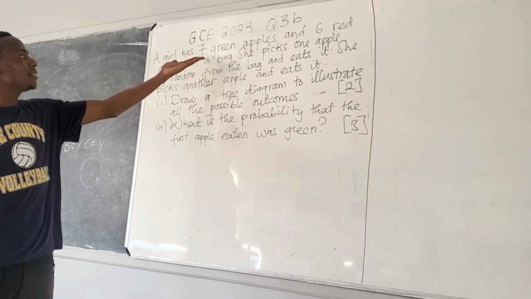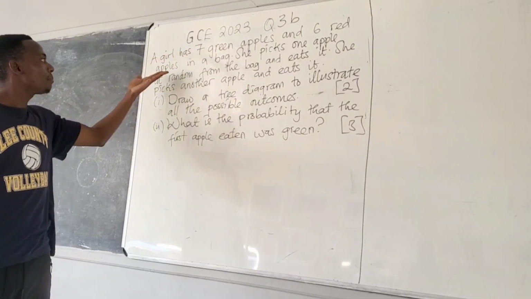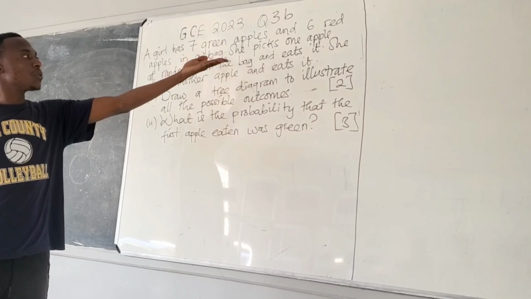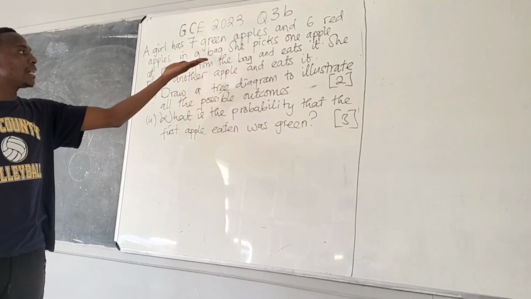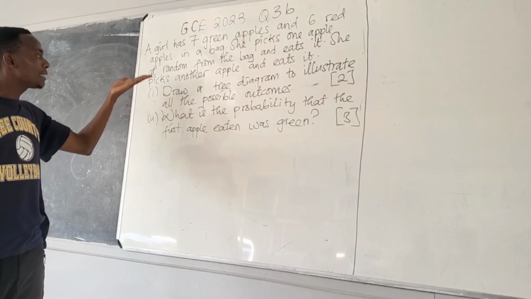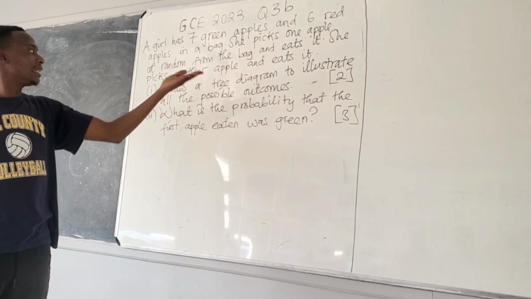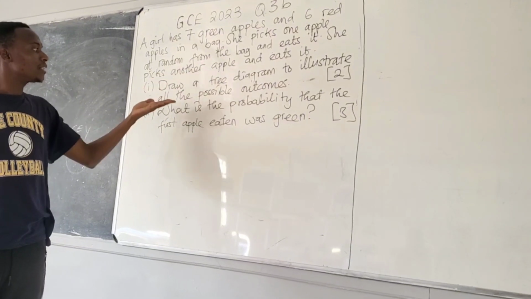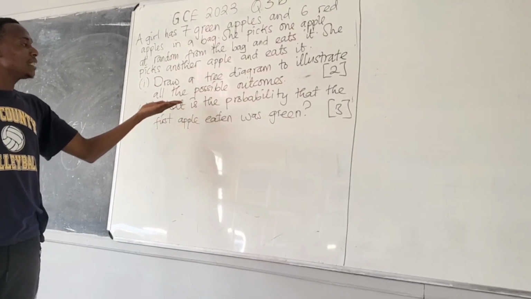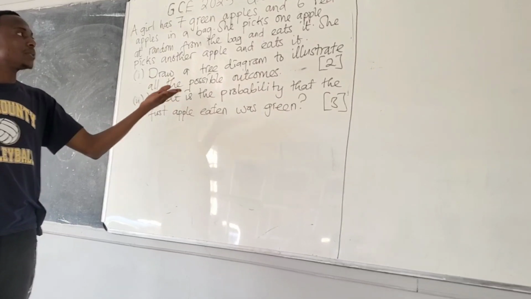A girl has 7 green apples and 6 red apples in a bag. She picks one apple at random from the bag and eats it. She picks another apple and eats it. Draw a tree diagram to illustrate all the possible outcomes. What is the probability that the first apple eaten was green?